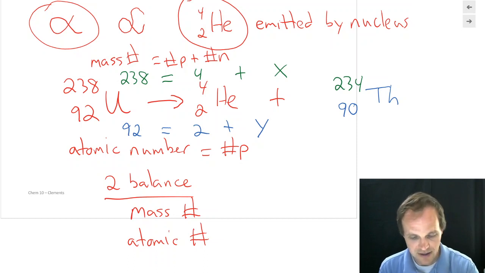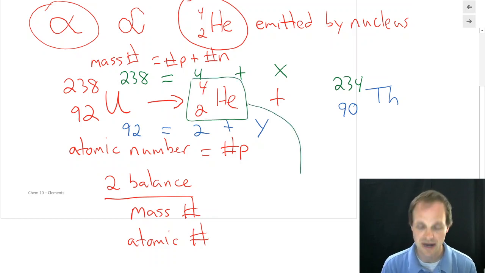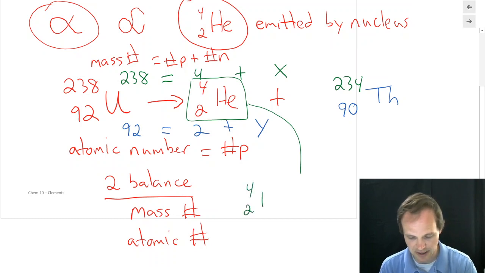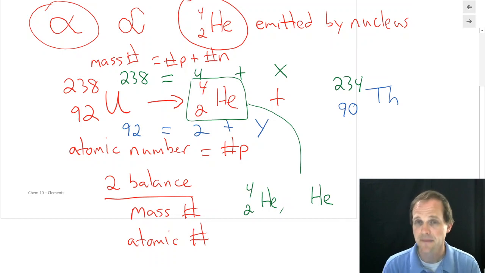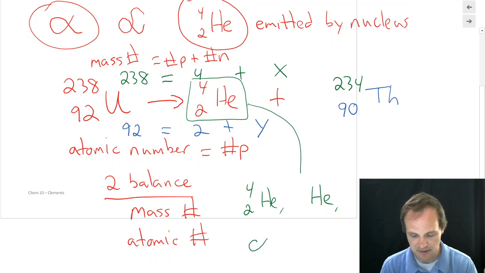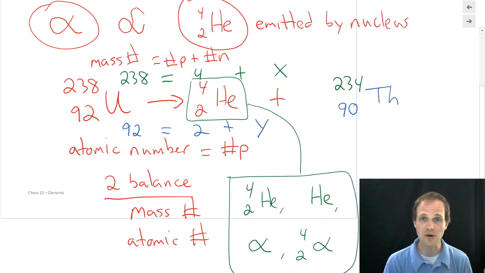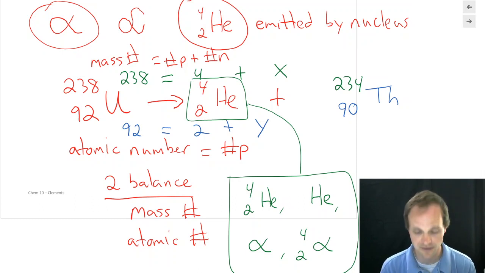Now, another thing that I want to point out is this little thing here, 4,2He. There's a bunch of different ways that people will write that. Some people will write 4,2He. You'll see some people, not too often, just write He. But quite often you will also see people just write the symbol alpha, or they will write 4,2 alpha. There is no difference whatsoever between these four ways of writing that possible product. And so you have to be familiar with all four of those.